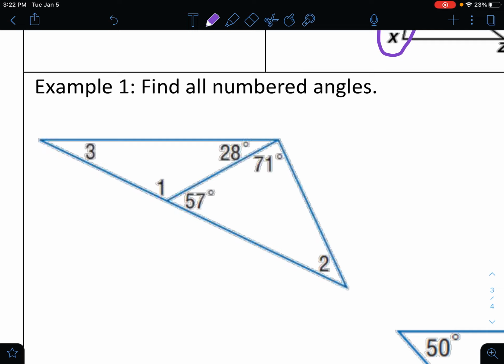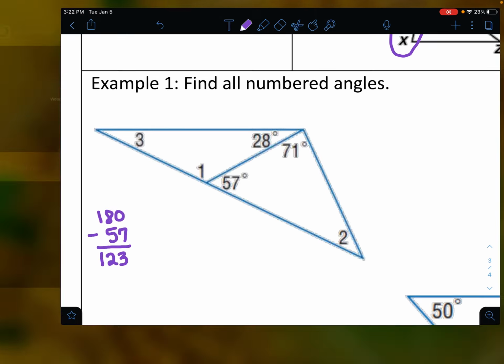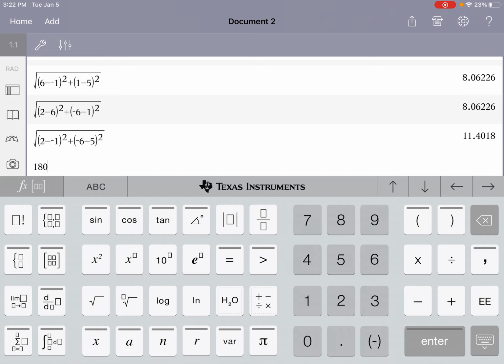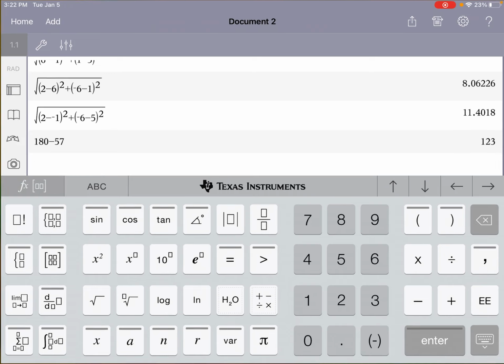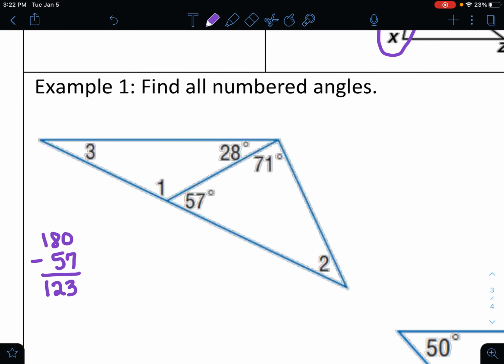All right, so we can start with angle 1 because we can easily see here that this is a straight angle, which means it equals 180 degrees. So I'm just going to start by taking 57 away from 180 degrees, and that should leave me with 123. Of course, you can use your calculator on your phone or your iPad. This is pretty simple subtraction, so do what you've got to do to get the answer. So angle 1 is 123 degrees.